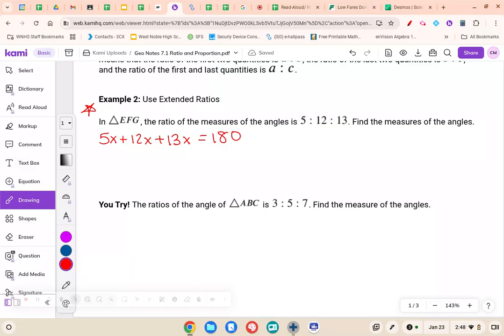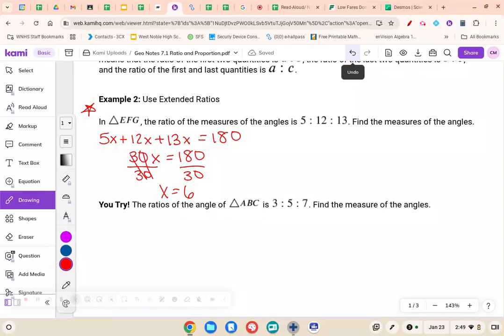Basically, it's just a reduced version of the degrees that are in the triangle as a whole. So you'll combine like terms. You get 30x equals 180. And you'll divide and get that x is 6, just 6, not 60, my bad. Now, it doesn't want you to just find x, it actually wants you to find the measures of the angles.